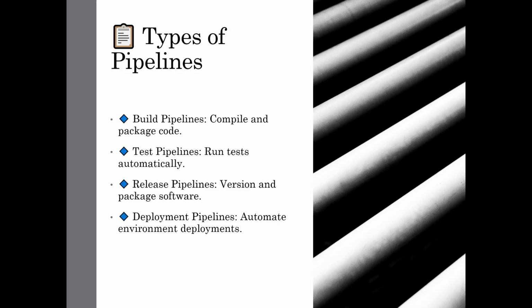So, types of pipelines. There are really four main types of pipelines that you might build. A build pipeline is there to handle compiling and packaging code. A test pipeline is set up to run your different types of tests, right? Your unit tests, your integration tests, anything else that you want to set up in there. A release pipeline versions and prepares your builds for deployment. And then a deployment pipeline automates delivery into staging or production.